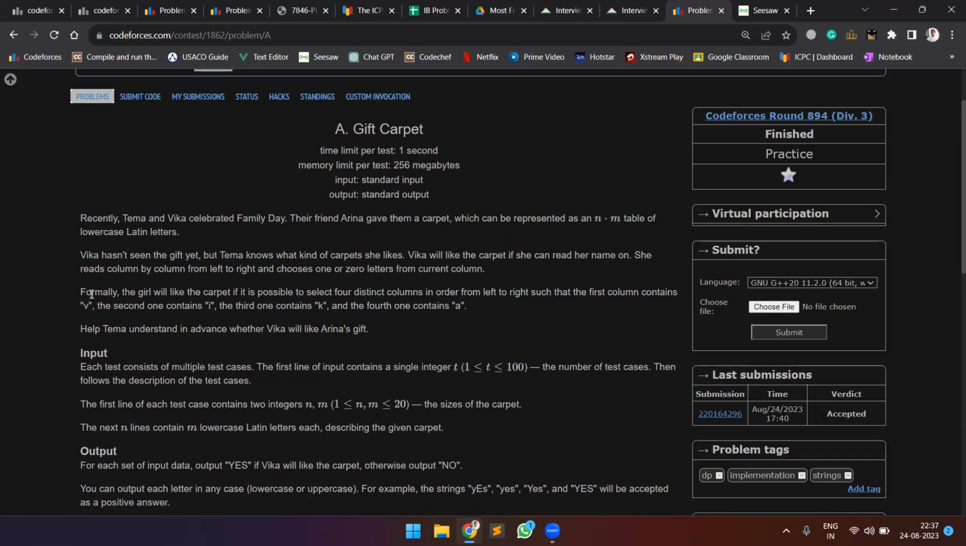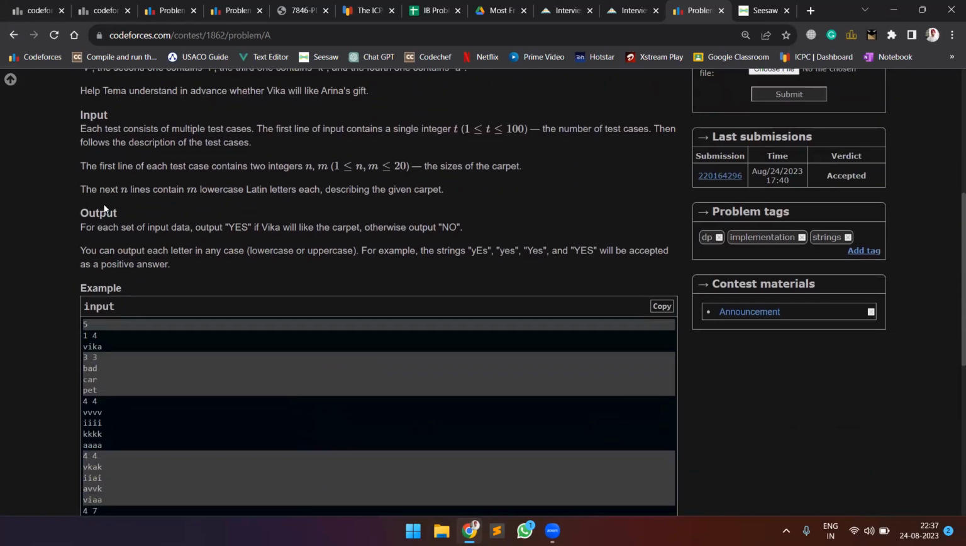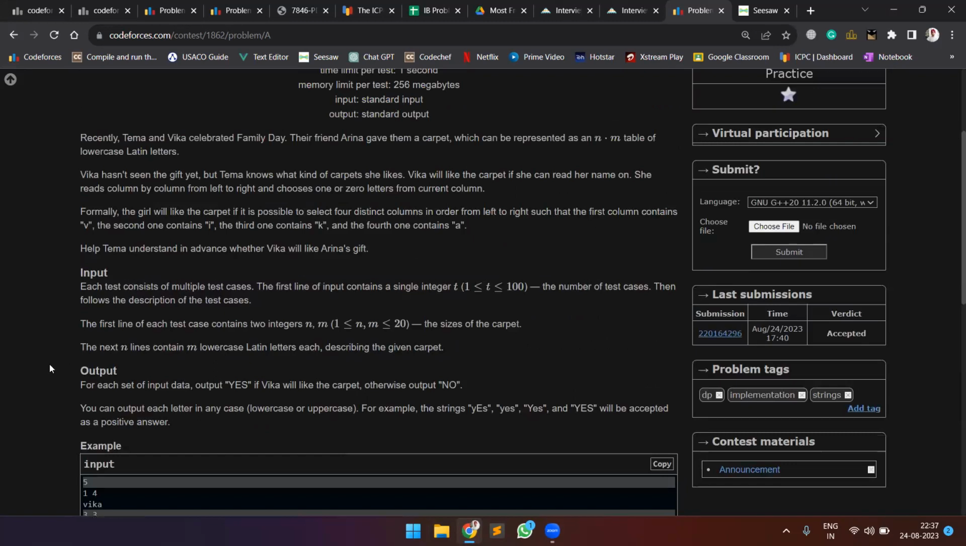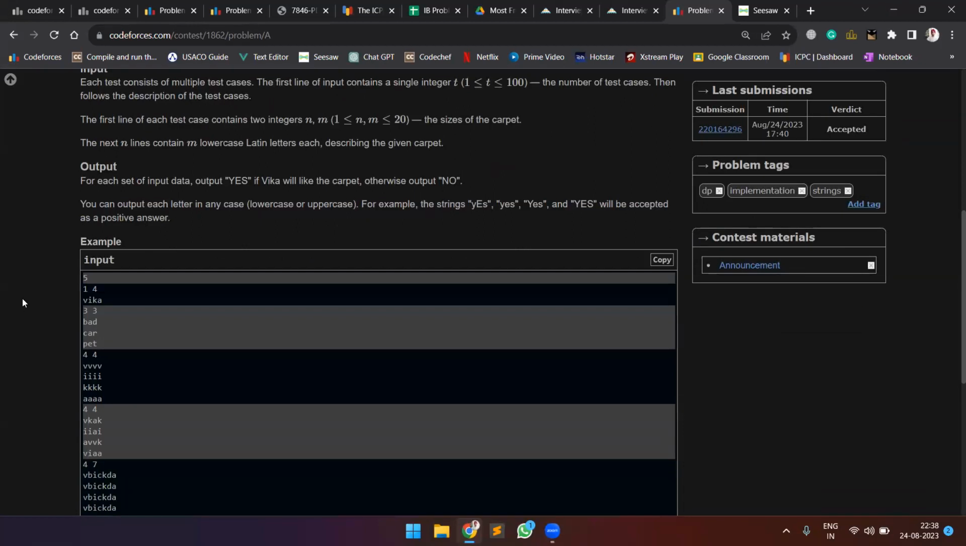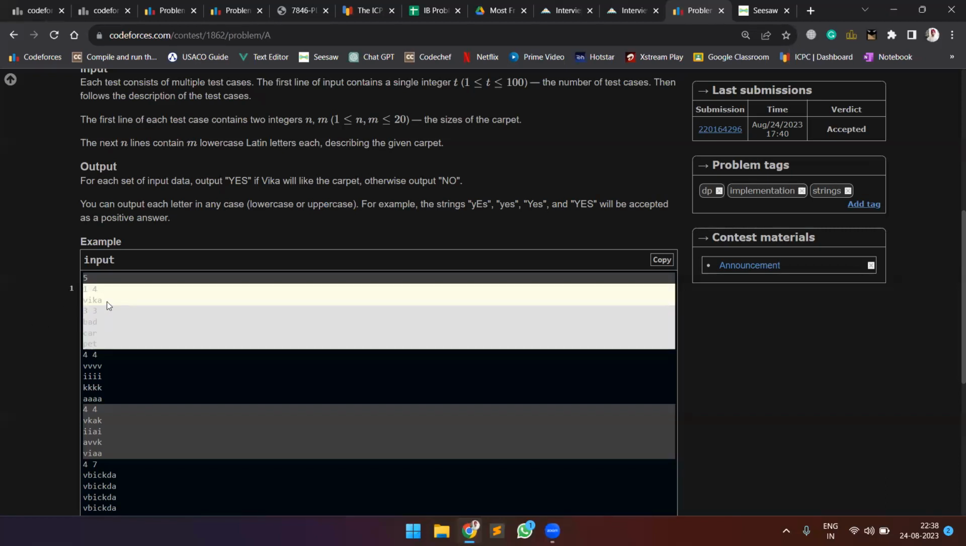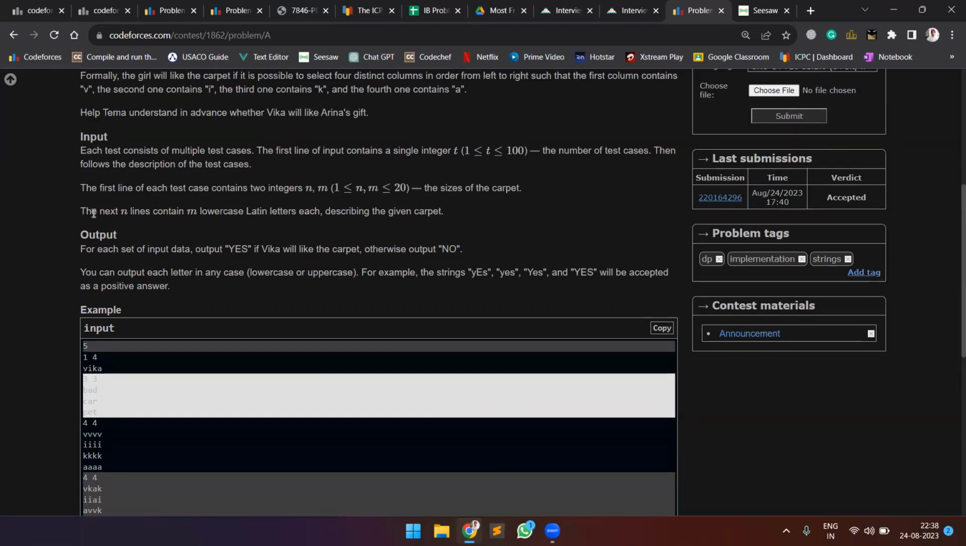So basically she wants to select four unique columns, and we want to know if it is possible or not. Basically this was the explanation of the question. If you look at the first test case, you can directly select the first four columns, v, i, k, and a, and you can form the word Vika. Basically, she wants to form her name.